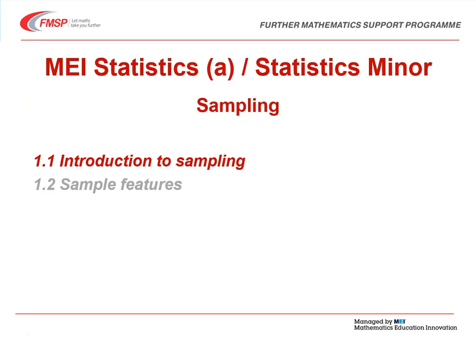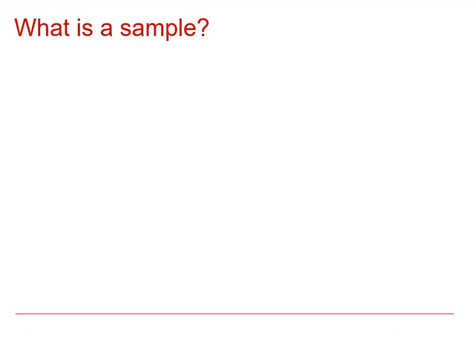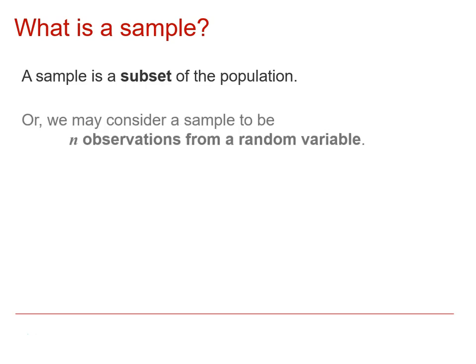This is MEI Statistics Minor Sampling 1.1 Introduction to Sampling. So our first question is, what is a sample? Quite simply, a sample is a subset of the population. Or we may also consider a sample to be n observations from a random variable.